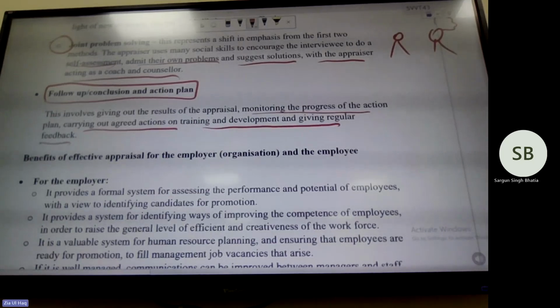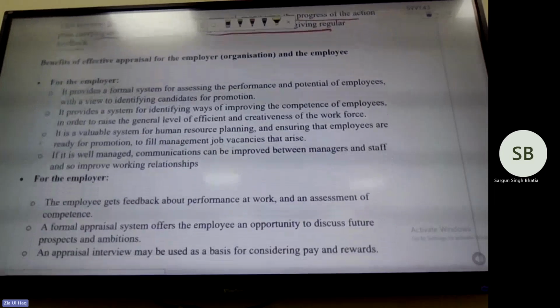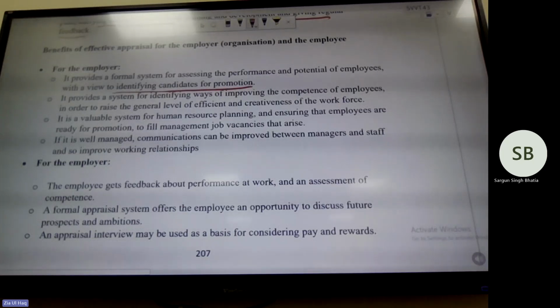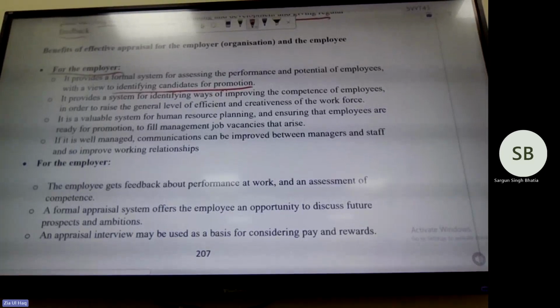What are the benefits of performance appraisal for the employee and for the employer? It provides a formal system for assessing the performance and potential of employees with a view to identifying candidates for promotion. It can make the employer realize whether this employee is a good candidate for promotion or not. What are the benefits for the employer, for the organization? They can check through performance appraisal whether we can promote this employee or not.